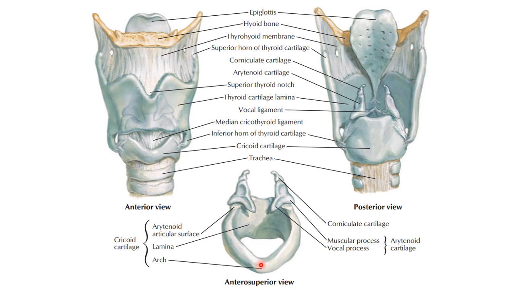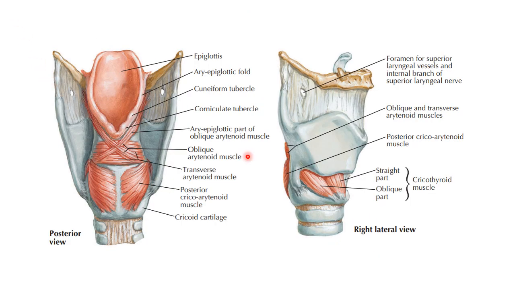You have an arch anteriorly, you have a lamina posteriorly, and because of this lamina, the cricoid cartilage is classically described as having a signet ring anatomy or appearance. And then you have here the arytenoid articular surface, where the arytenoid attaches to the cricoid. So this picture would show you the laryngeal skeleton with muscles.